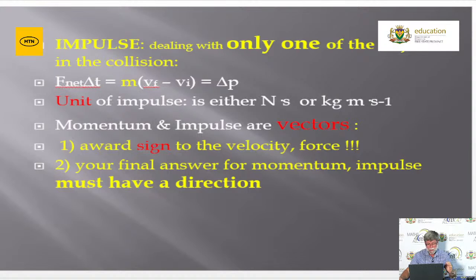Remember, impulse is a vector, so you must award a direction at the end, and remember that your velocities, v final and v initial, if a ball bounces from a wall, the direction of v final and v initial is different, so they will have different signs. So please award signs to your velocity, and remember then your final answer for momentum or impulse must have a direction. If they just ask the magnitude, then you can omit direction, but otherwise please remember east, west, or to the right or left, the direction must be indicated.